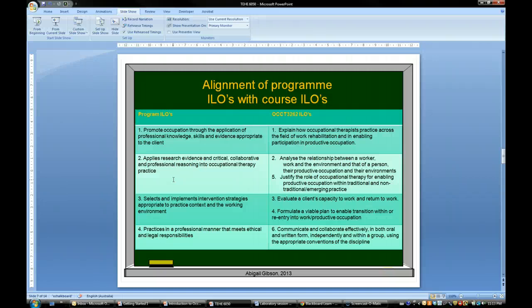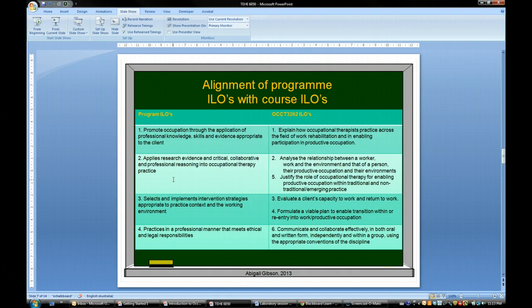So we want students to be able to, in their analysis of research and a critical review of what the evidence suggests, analyse relationships between the work environment and the person and their productive occupations and the environment. So we're asking students to really consider what the evidence is in terms of what's the relationship between the person and their health and what they're doing and their well-being. And also looking at justifying the role of occupational therapy for enabling productive occupation.